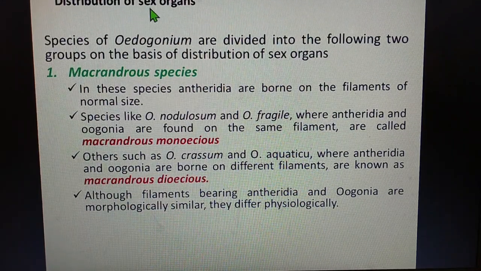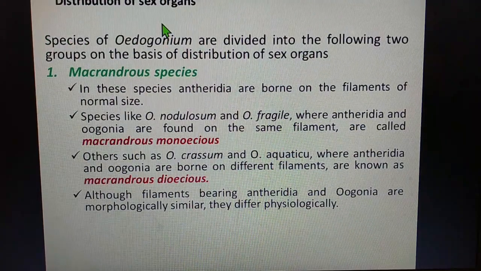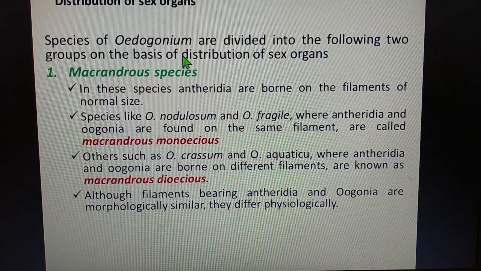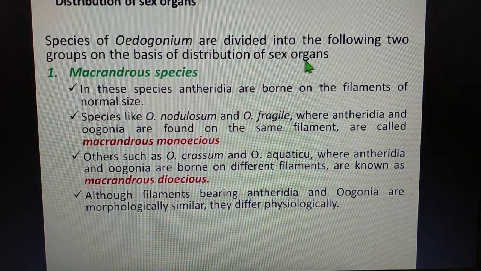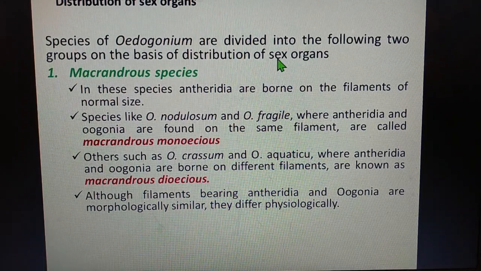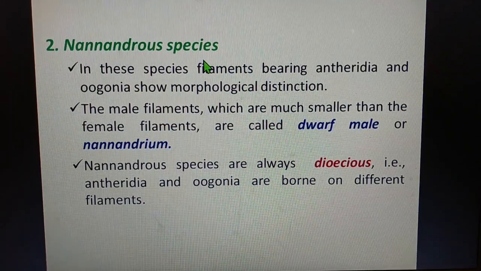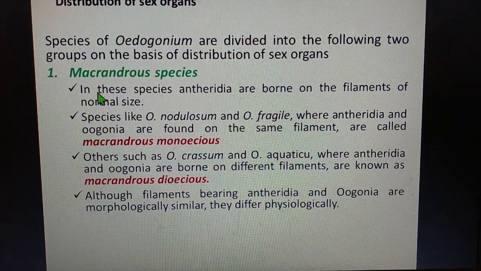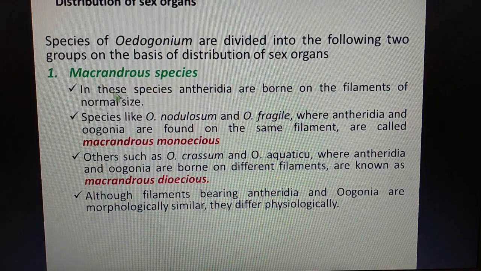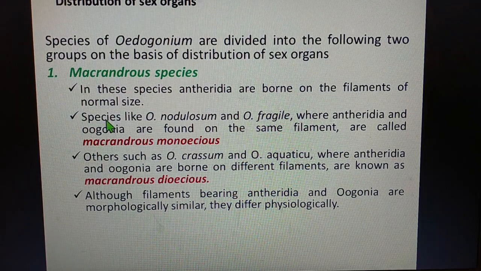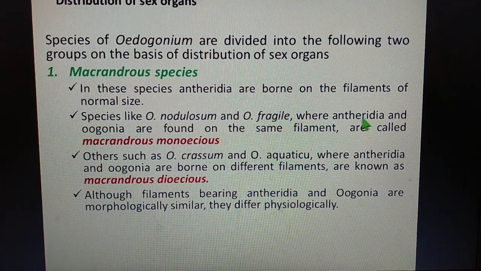Now before we study the male and the female gametes, let us take a look at the distribution of the sex organs. Species of Oedogonium are divided into two groups on the basis of distribution of sex organs: the macrandrous species and the nanandrous species. The difference is that in macrandrous species, the antheridia, that is the male gametes, are borne on filaments of normal size.